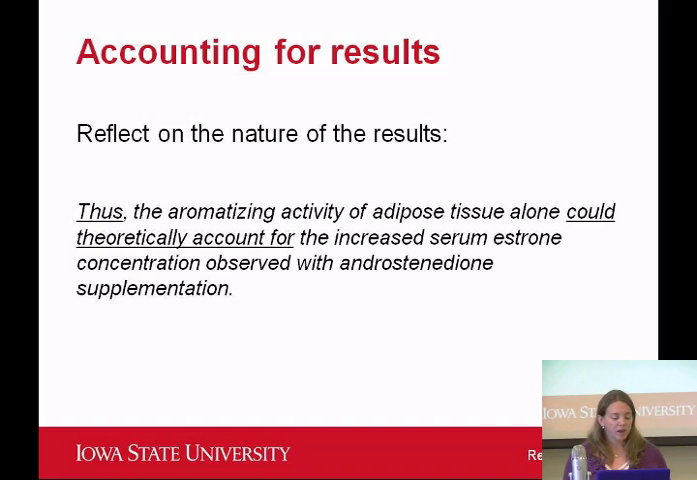So here's an example, and the authors write, "Thus the aromatizing activity of adipose tissue alone could theoretically account for the increased serum estrone concentration observed with androstenedione supplementation." And here I've underlined for you some language that can help really tell us that the sentence has this particular function, this accounting for results, because we can see here that the authors are saying, thus, something could theoretically account for something else. They're providing a reason or a justification for what may have happened and what may explain their results.